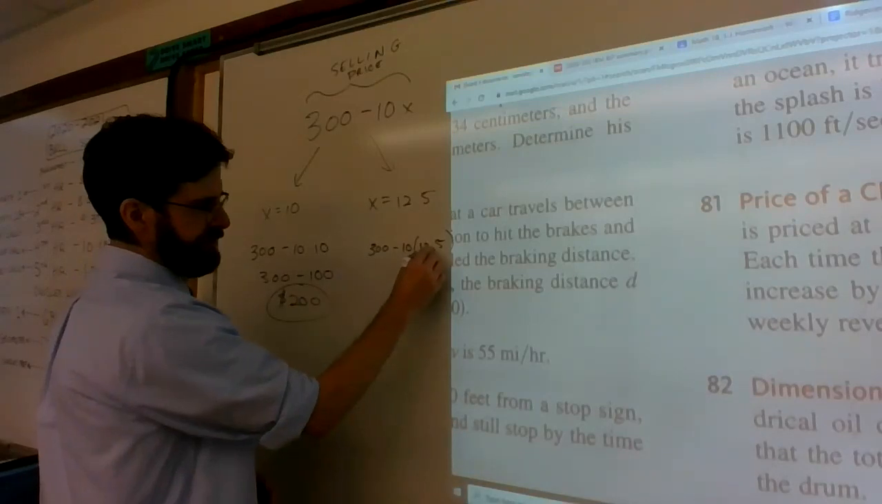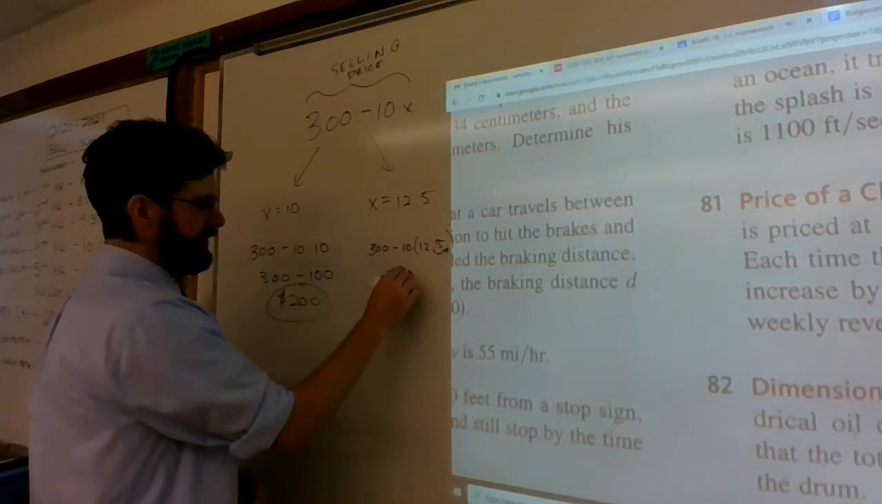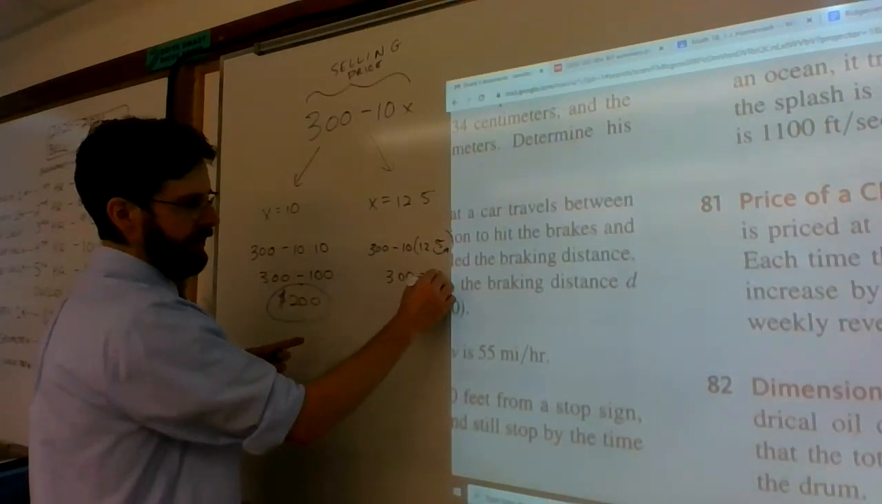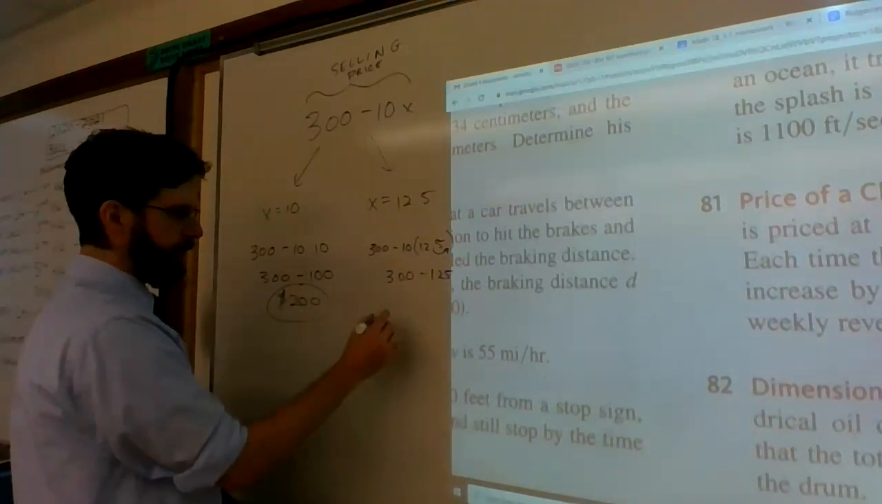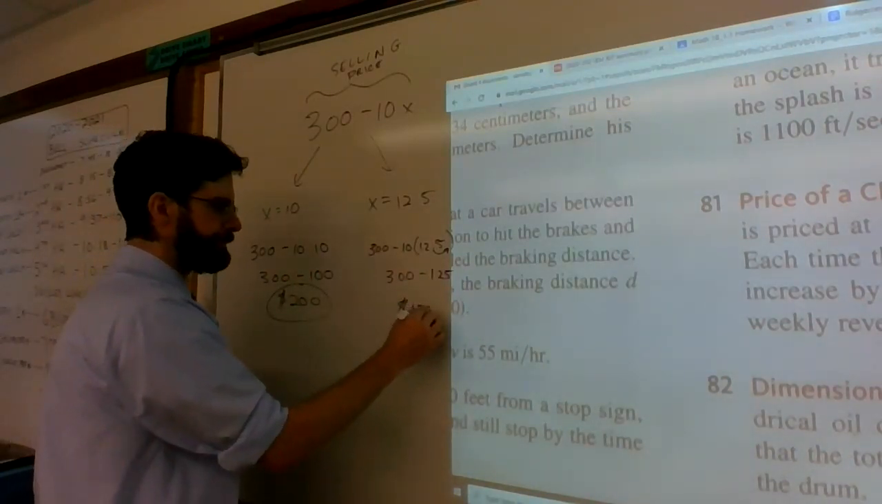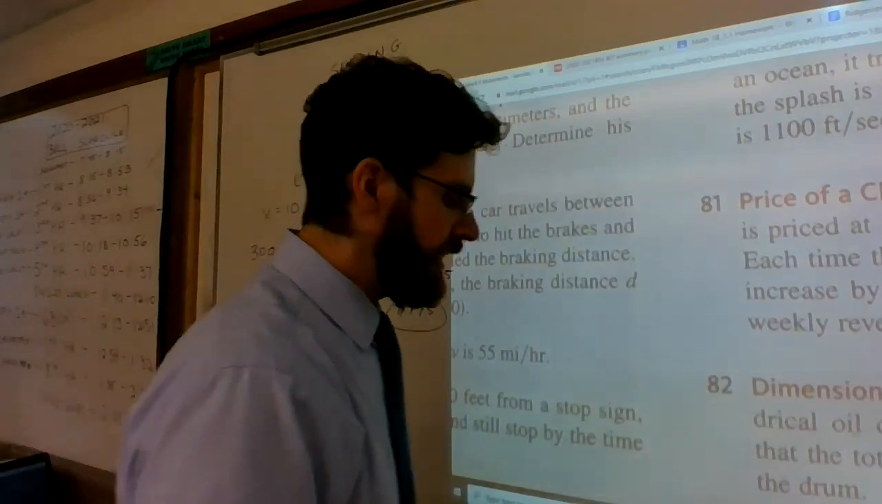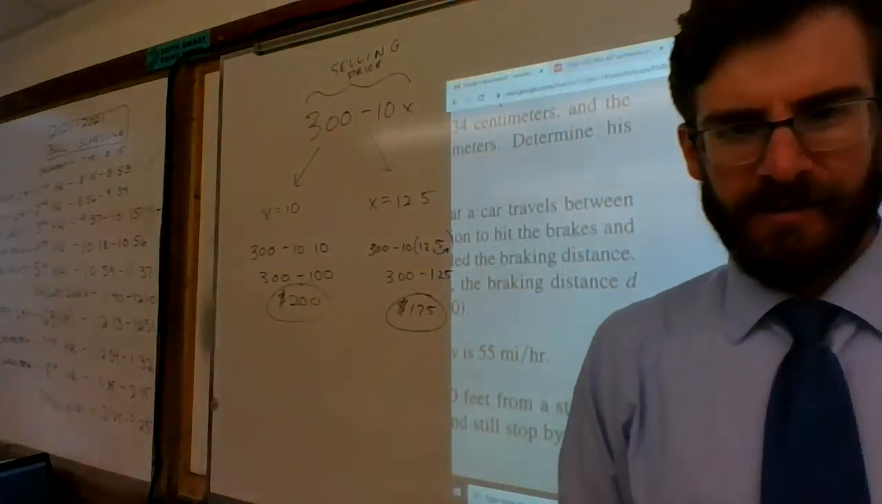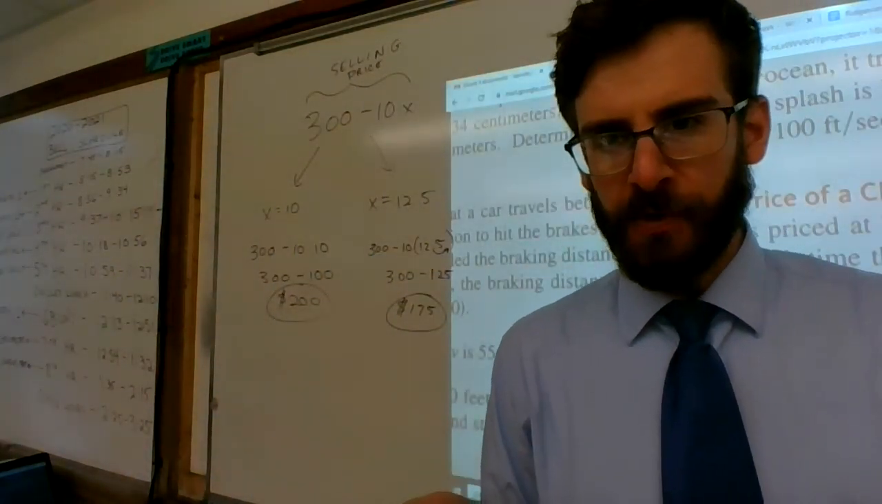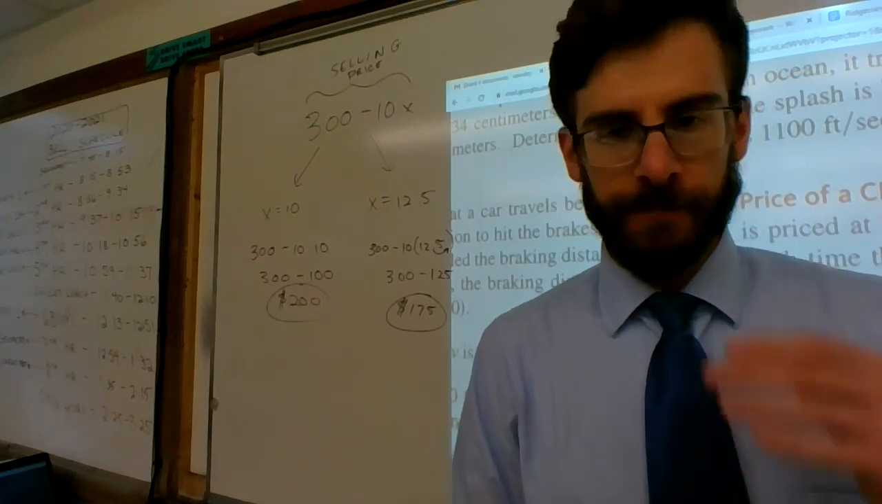Well, multiplying by 10 just moves the decimal spot. So instead of taking away just 100, I'm taking away 125. So 25 less than that would be 175. Yeah, that's interesting. You can sell them at either one of those prices to get the $7,000 revenue.